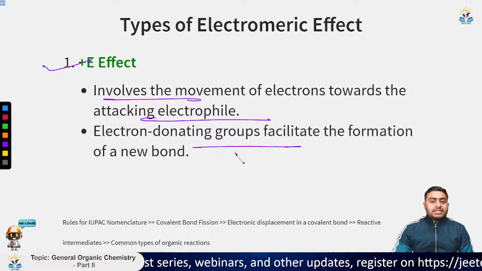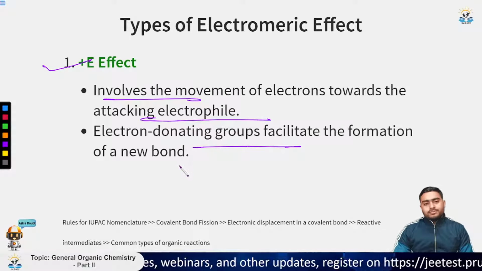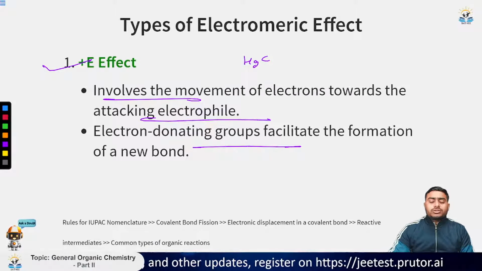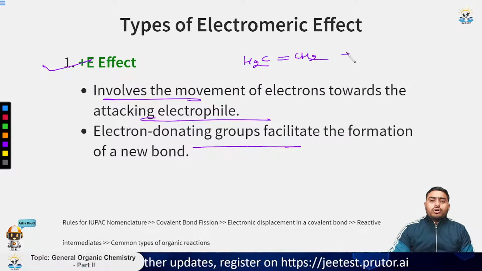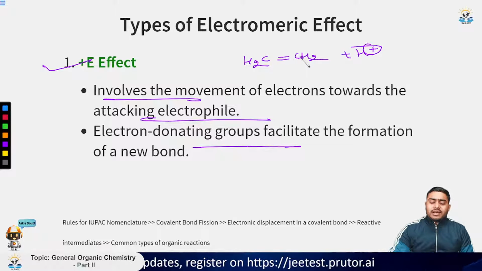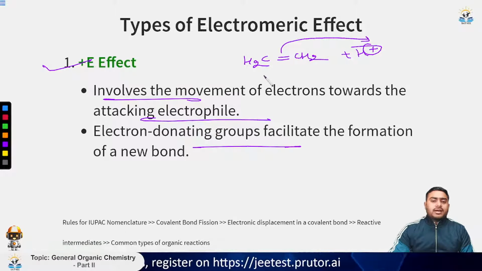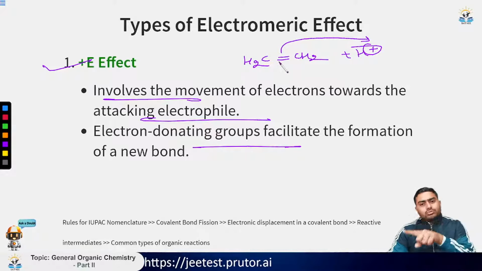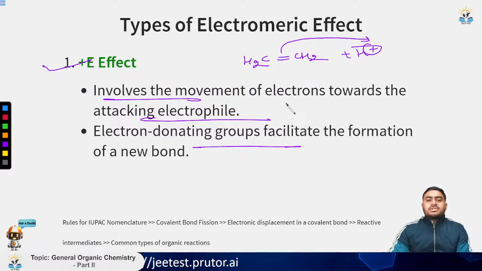Electron donating groups facilitate the formation of a new bond. That is the point here. Suppose CH2 double bond CH2, or any electrophile such as H positive, is attacking here. This is the attack, the electron density, that means the pi bond, moving to the electrophile. So it involves the movement of electrons towards the attacking electrophile.